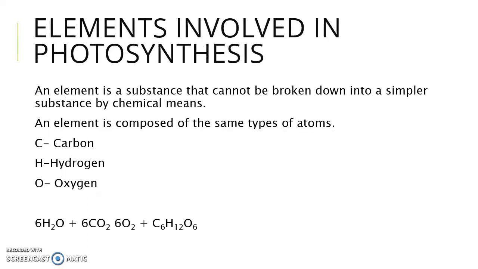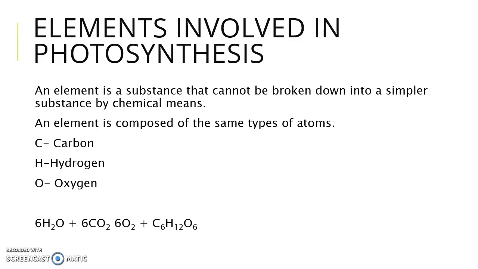Alright, elements involved in photosynthesis. In the entire chemical equation of photosynthesis, you only have 3 elements. Okay, and an element is a substance that cannot be broken down into a simpler substance by chemical means. Meaning, if you have only carbon, you're only going to have carbon, even if you keep breaking it apart. Okay, so that's what an element is. It's the basic building block of compounds, mixtures, things like that.